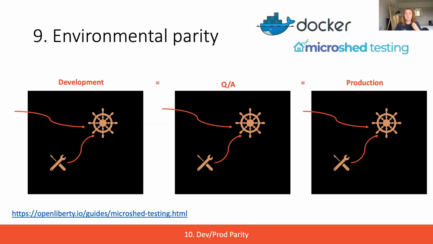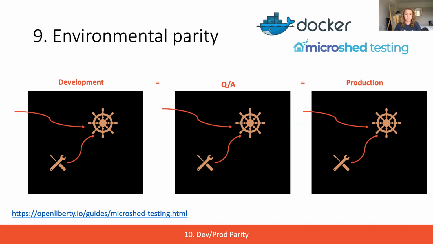So for example, things like Docker can help make prod-like environments more accessible to developer workstations through testing tools like MicroShed Testing, which is essentially a way of utilizing Docker containers on your local machine to be able to test as you would be deploying in production. So make it as close as possible. If you want to check out more about MicroShed Testing, then again, there's a guide here that you can check out to do that.